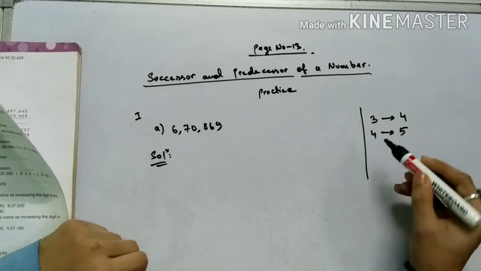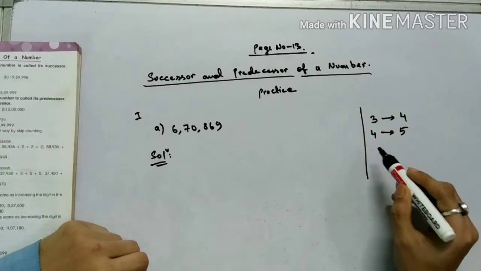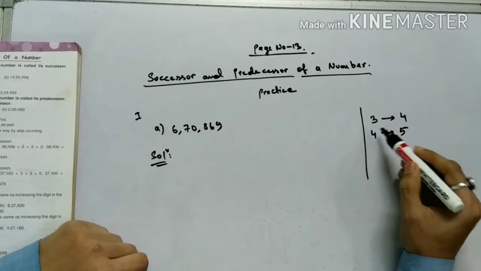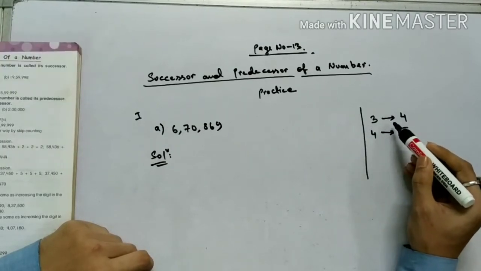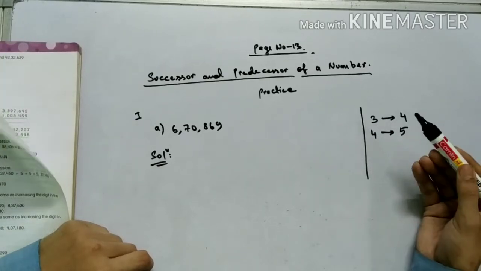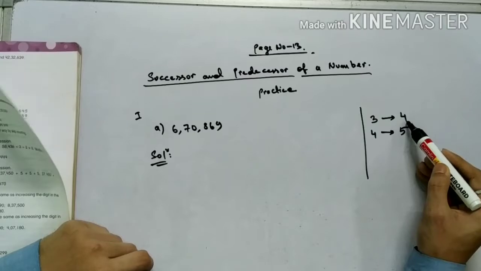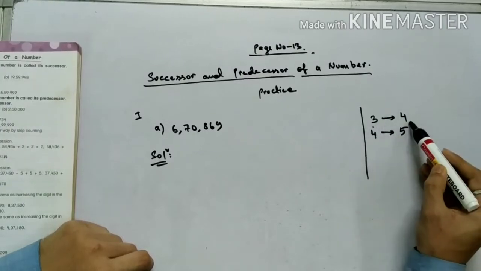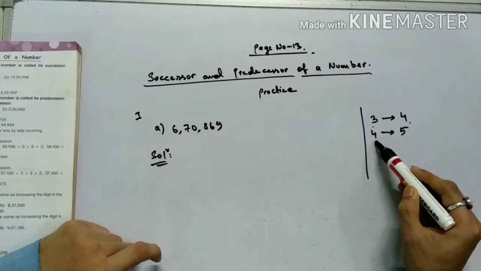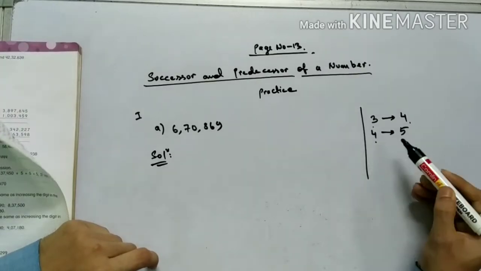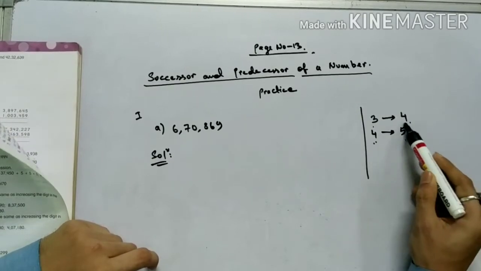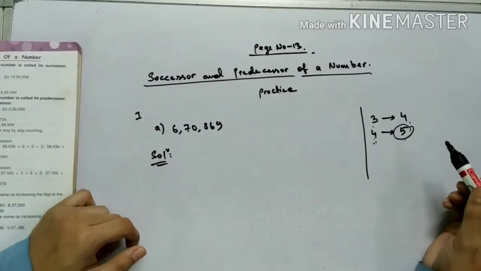Okay. That means what I have to do in here? If the question asks what is the successor of 3, so what will you do? What number comes after 3? After 3 comes 4. So therefore the successor of 3 is 4. And next again the successor of 4. That means what number comes after 4? 5 comes after 4. So therefore 5 is the successor of 4.